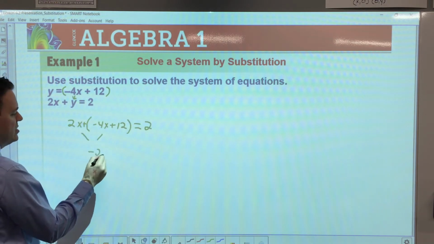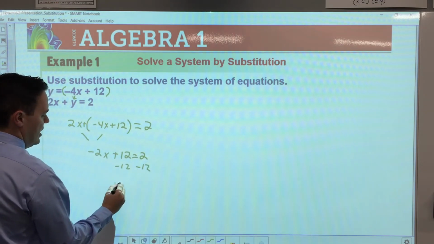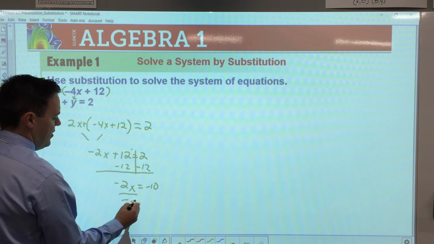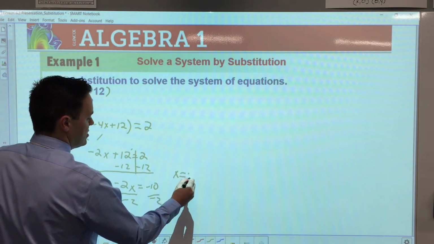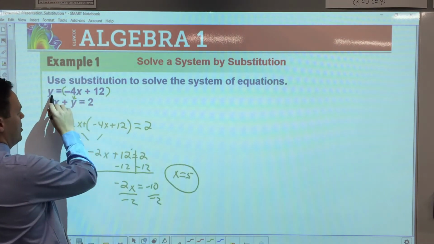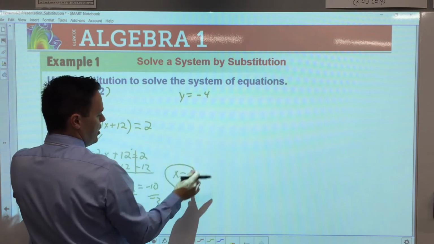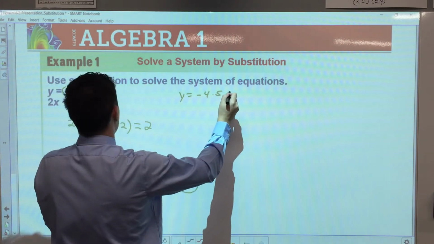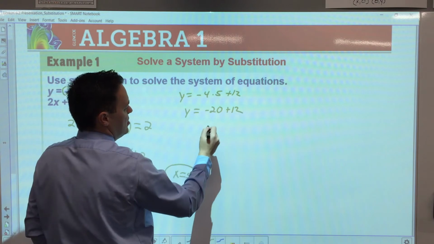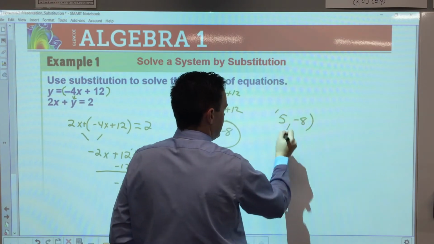So combine like terms: -2x plus 12 equals 2. Subtract 12, and then you get -2x equals -10. Divide by -2, and you get x equals 5. So there's your initial answer. Now we have 1 point, but we still need our y coordinate. If you need your y, you take y equals -4 times 5 plus 12, and you do your math. So my coordinate point is 5, -8.